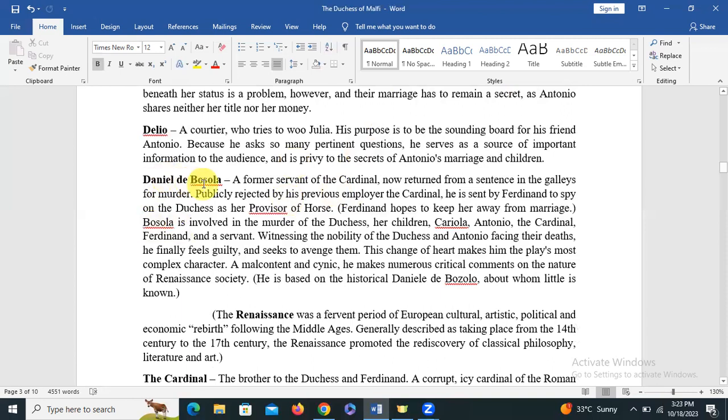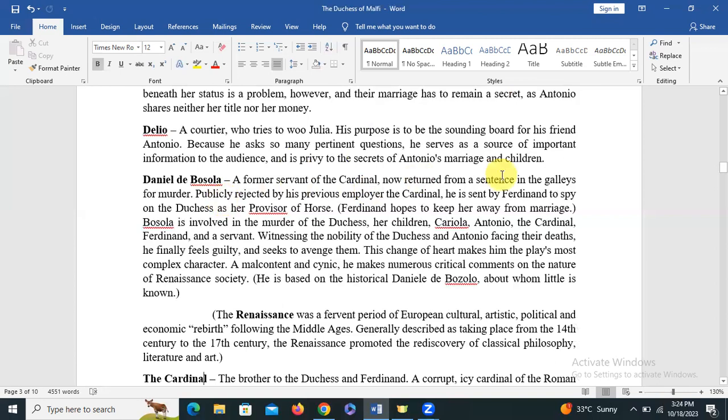Then there's Daniel de Bosola, or you can pronounce it Bosola, a former servant of the cardinal, now returned from a sentence in the galleys for murder. So the role we see, he acts as a former servant of the cardinal, not the serving servant, now returned from a sentence in the galleys for murder.